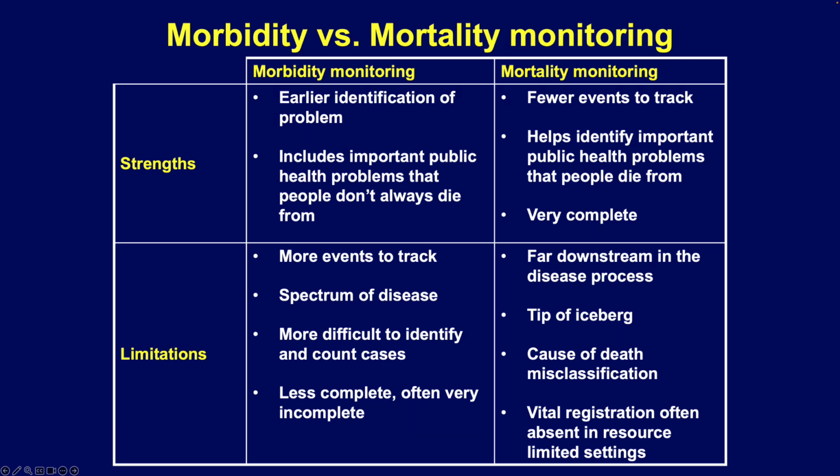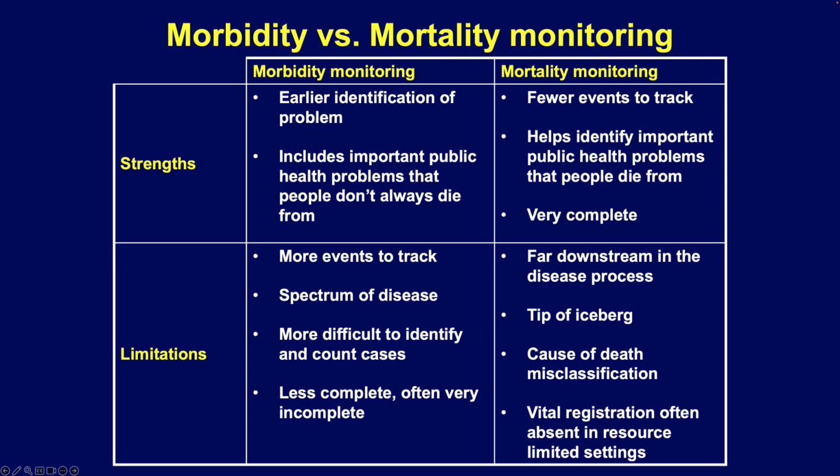Moving over to mortality, on the one hand, a strength is that it's a bit easier. There are fewer deaths for most health outcomes than there are cases of disease. So that means fewer events to track. Tracking mortality helps keep our focus on the important public health problems, that is, the leading preventable causes of death that people are dying from.